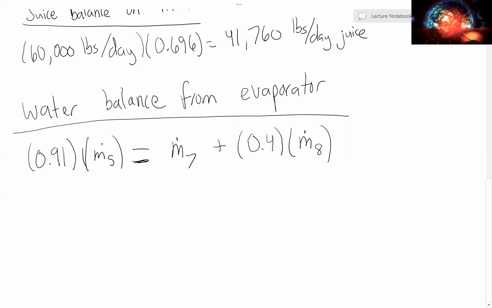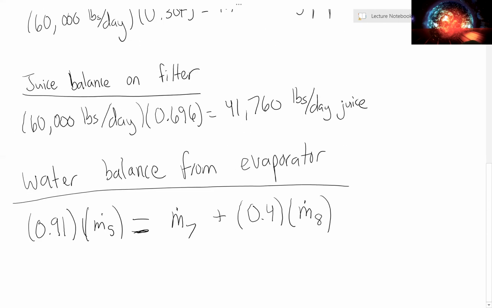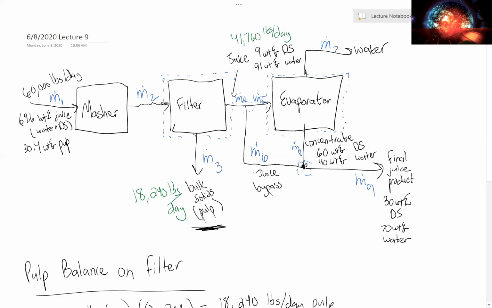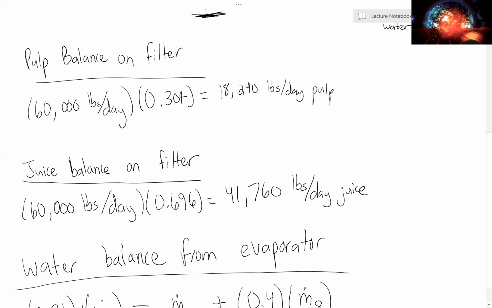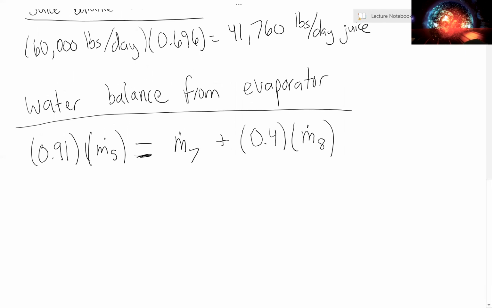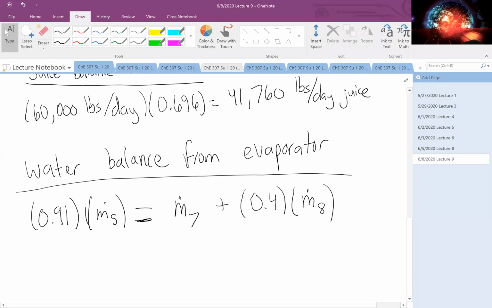So currently, I have 3 unknowns, right? I don't know any of the flow rates. I know the breakdowns, but I don't know the actual amounts. So I'm going to make a note here that I've got 3 unknowns. I'm going to underline them in red, saying, okay, I got to figure this out.